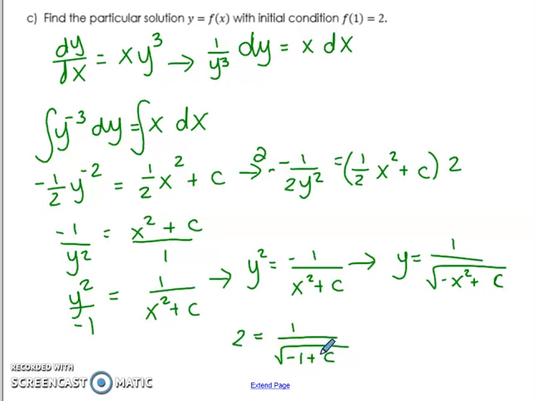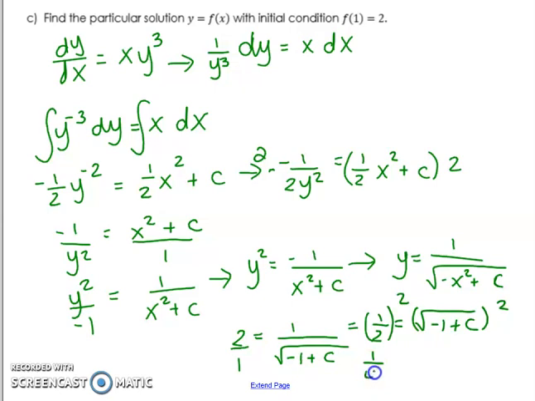Okay, so then what I'm going to do is put this 2 over 1, and I'm going to flip it again, like change the top and the bottoms, because I want to get this c by itself. So I could cross multiply, I could flip it, kind of do what makes sense for you to do. So if I flip it, I'm going to get 1/2 is equal to the square root of negative 1 plus c. Okay, so now I have to square both sides to get rid of the square root. So square both sides.